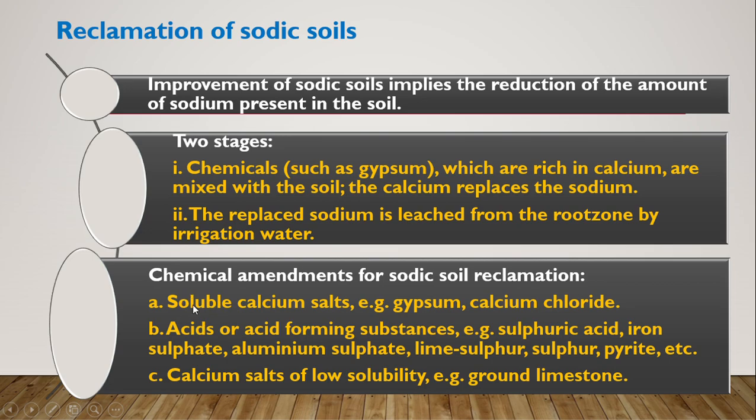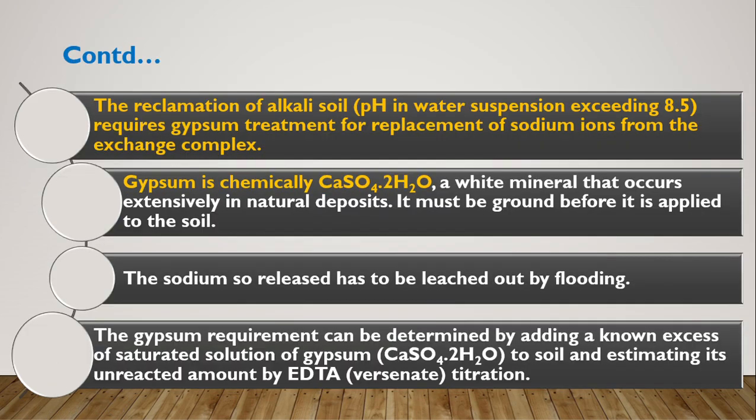What are the chemical amendments used for sodic soil reclamation? They are soluble calcium salts like gypsum, calcium chloride, etc., which can be added. Acids or acid forming substances like sulfuric acid, iron sulfate, etc., can be added. Calcium salts of low solubility, for example limestone, etc., can be added. So all these methods can be used for reclaiming the saline or sodic soils.